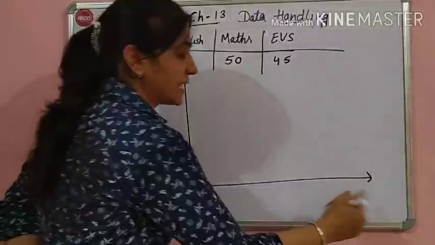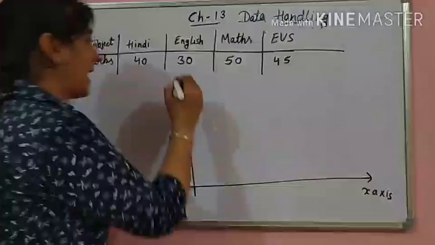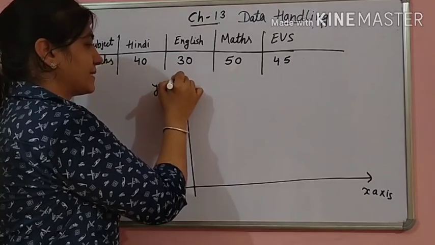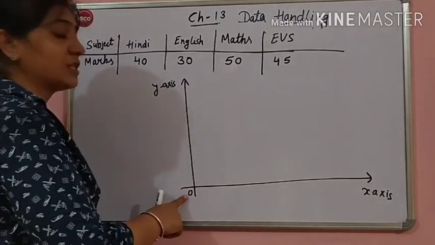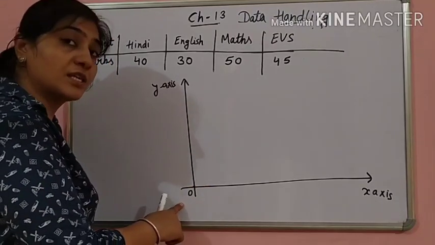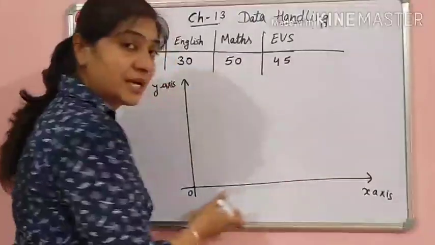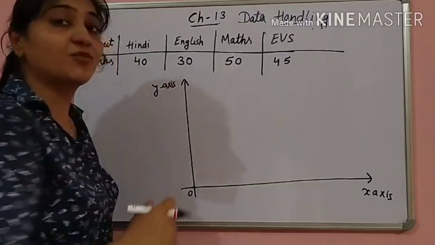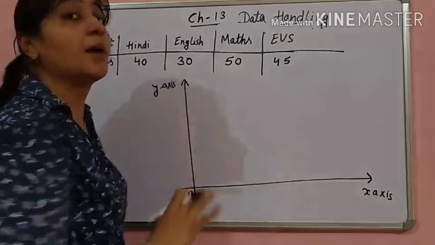See, this horizontal line is called the x-axis and this vertical line is called the y-axis, and this is the starting point, the origin. It starts from 0. O means origin, initial point, starting point. And here we will mention the subjects, and this y-axis is for the scale. Scale means we will represent the marks.